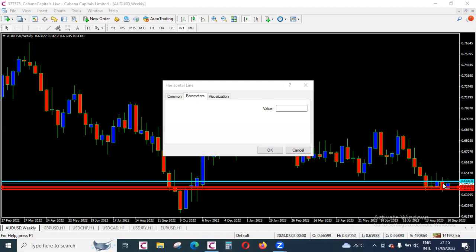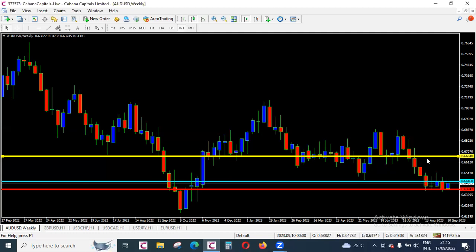This calculator is not responding. 0.6. That value is not correct.